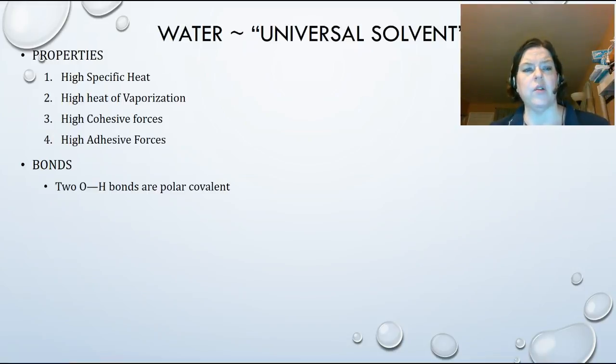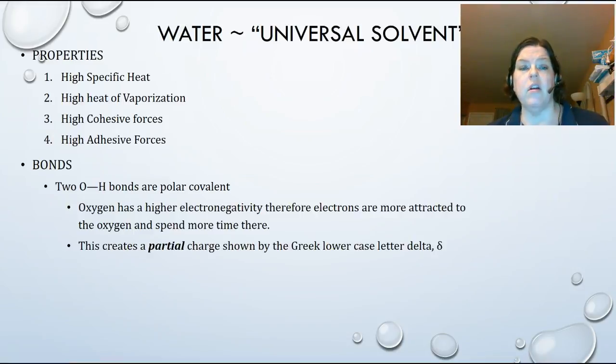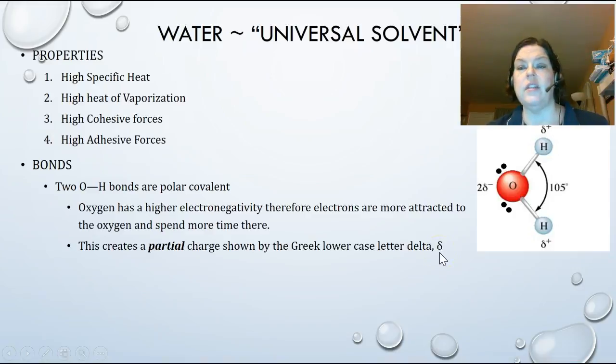The bonds of water are also important. There are two OH bonds that are polar covalent. What does that mean? It means oxygen has a higher electronegativity, so the electrons are more attracted to oxygen and spend more time there. This creates what we call a partial charge, as shown by the Greek lowercase letter delta. You see delta right over here. That's what delta looks like. Okay, so this is what we're talking about.